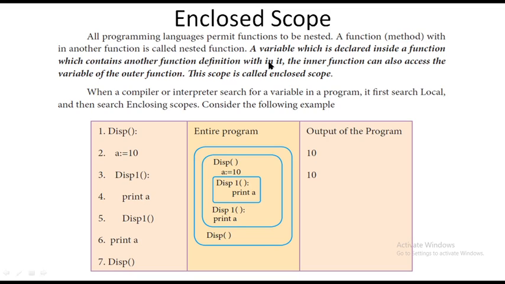The inner function has also access. This is what is called the inner function. The inner function can also access the variable of the outer function. It can access this variable value also. This scope is called enclosed scope.